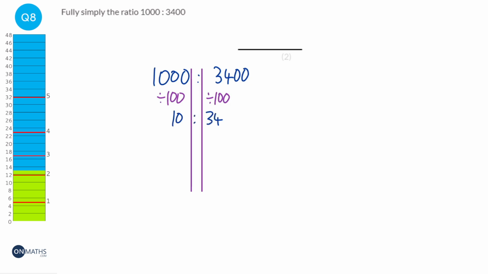Now these are both even numbers, so nice easy next one to do is dividing by 2. And we get, was it 17? And 5 and 17, well, they're both prime numbers, and so there's nothing we can cancel them by, so it's going to be our answer, 5 to 17.